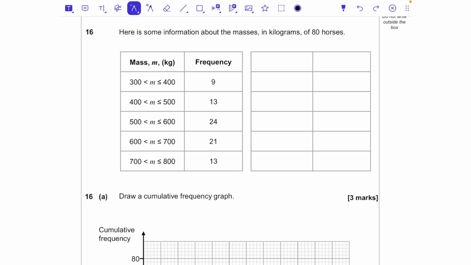Question number 16. Here's some information about the masses in kilograms of 80 horses. Draw a cumulative frequency graph. So this is just the frequency.